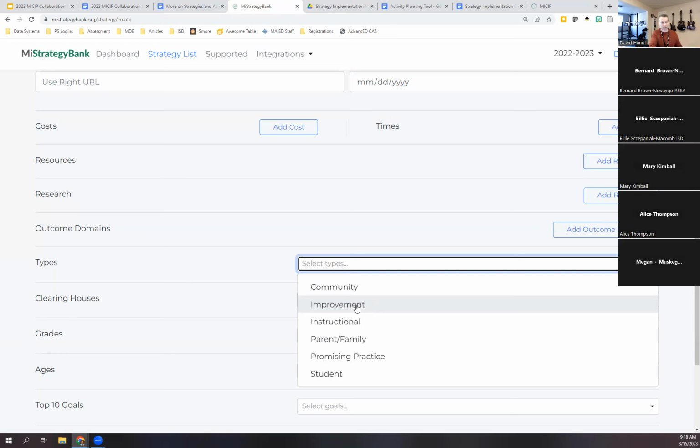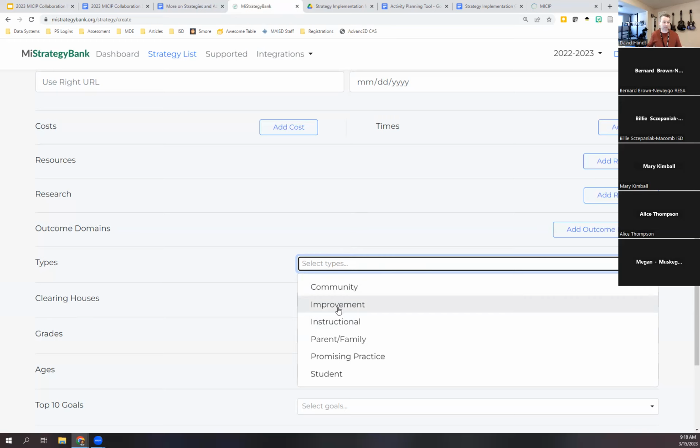And so if you put in an improvement strategy, it's not going to show up in MyLearn. If you put in an instructional strategy, it's not going to show up in MICIP. So you might have something that is a community strategy, and that's awesome. Or it's an instructional strategy and you want to put it in there. But if you do, it's not going to show up in MICIP.